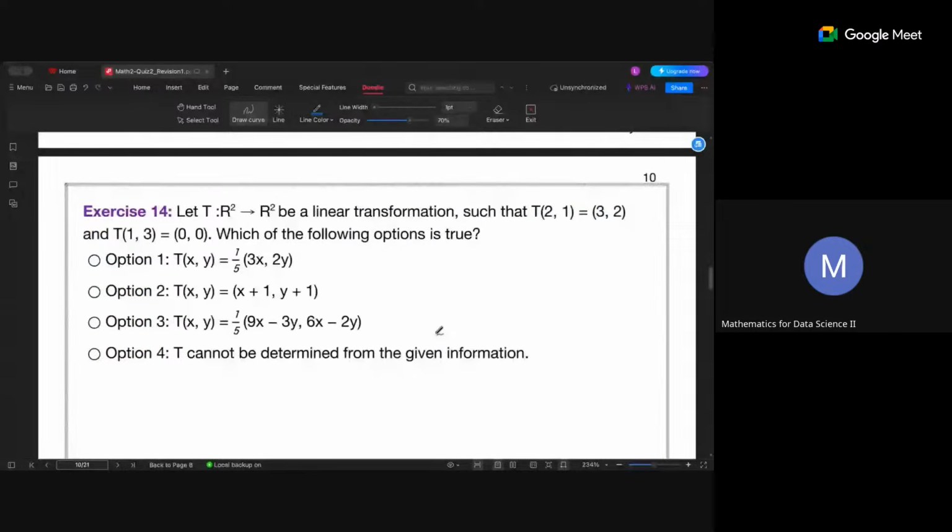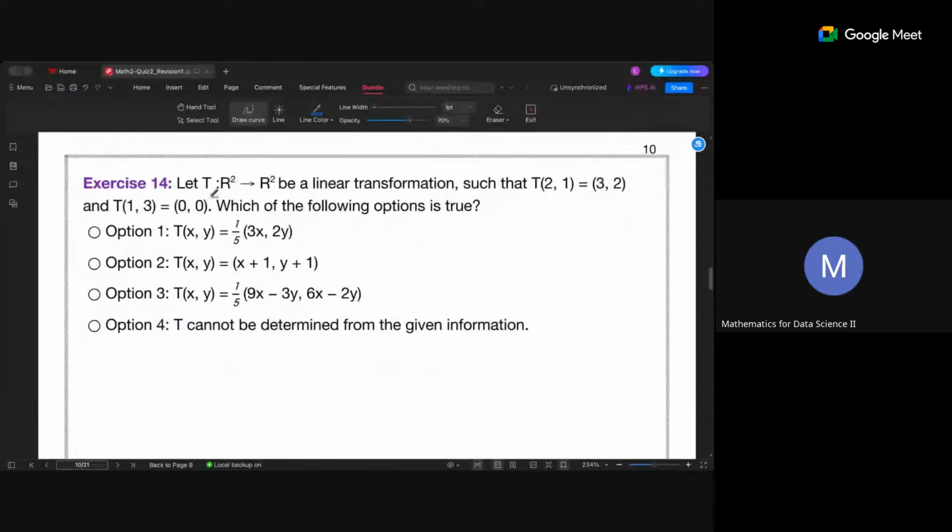So, T from R2 to R2 is a linear transformation such that T of (2, 1) is this and T of (1, 3) is this. Which of the following options are true? Either you can simply plug in (2, 1) and (1, 3) and see whether it satisfies or not.